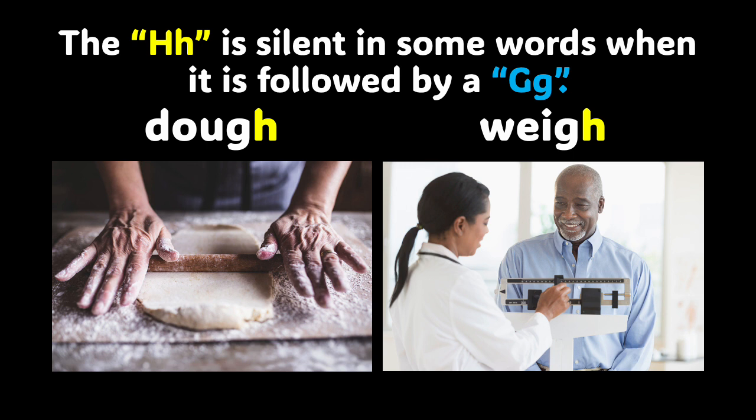The H is also silent when it comes after the G. It's not all the time it's silent though, and we're going to talk about a few words. But most of the time, when H is followed by G, it is silent. Sometimes, however, it is pronounced. But here are two words where the GH is silent. Let's say these together. Dough and weigh. You don't hear the H sound because it is silent.